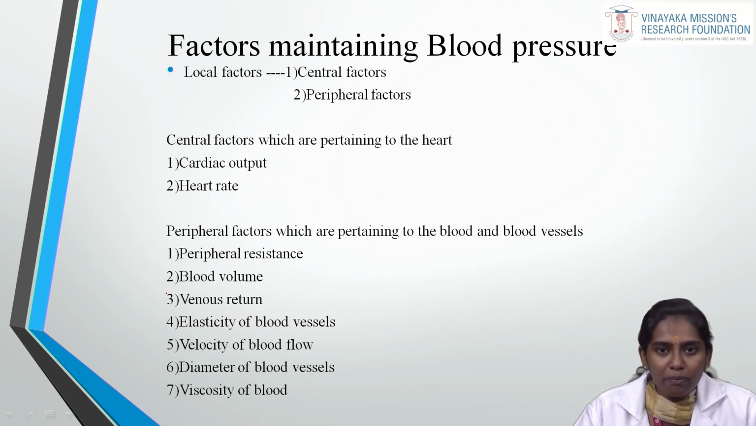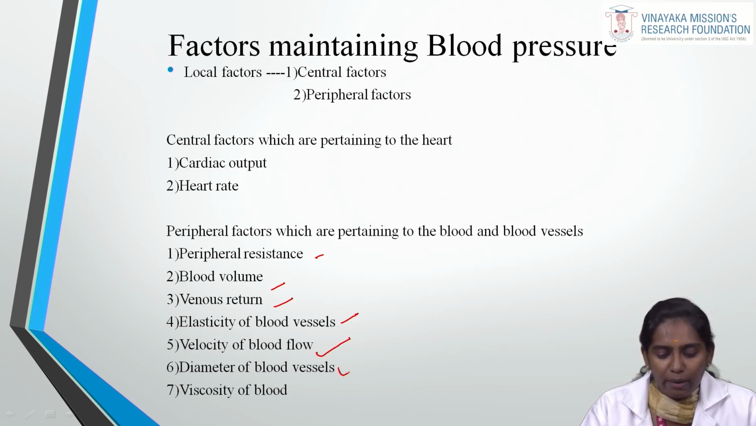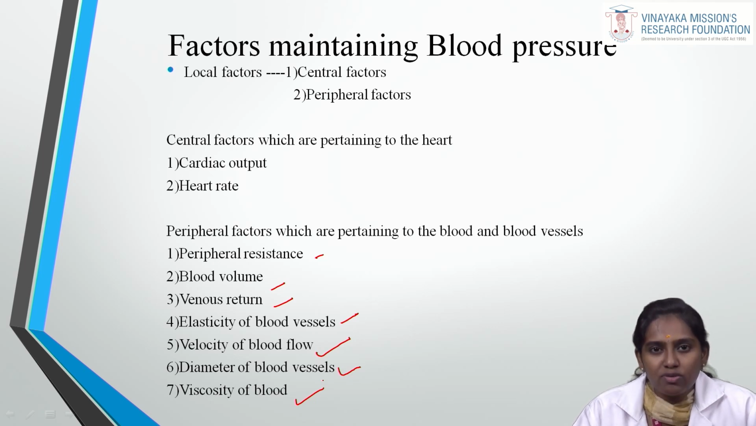Okay, then what are all the peripheral factors? Peripheral factors pertain to the blood and the blood vessels. Central factors pertain to the heart, but peripheral factors pertain to the blood and the blood vessels. The peripheral factors are peripheral resistance, blood volume, venous return, elasticity of blood vessels, velocity of blood flow, diameter of the blood vessels and viscosity of the blood. These are all the 7 peripheral factors which pertain to the blood and the blood vessels.